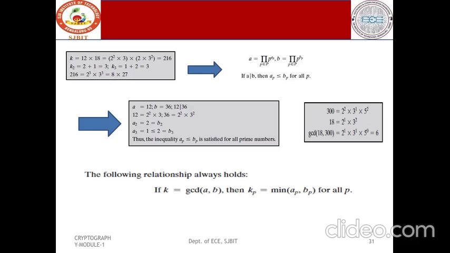So a relationship which always holds is, if k is equal to GCD, the greatest common divisor of a comma b, then kp is equal to the minimum of ap comma bp for all p. Determining the prime factors of a large number is no easy task. So the preceding relation will not directly lead to a practical method of calculating the greatest common divisor.